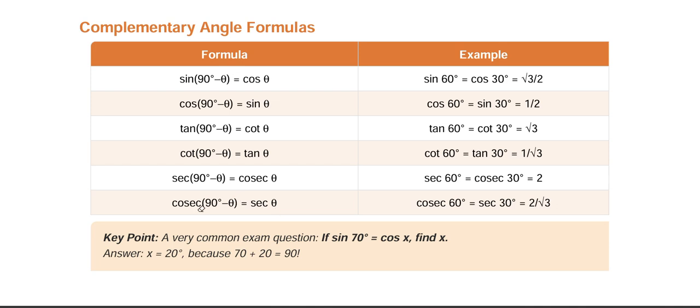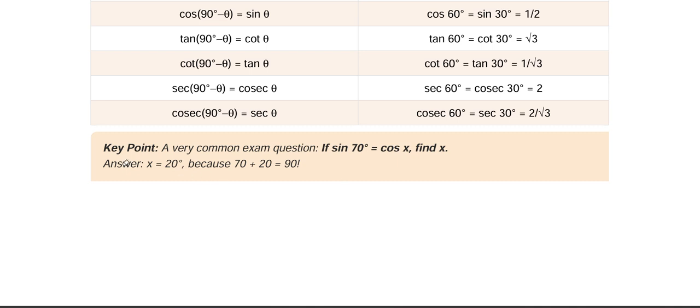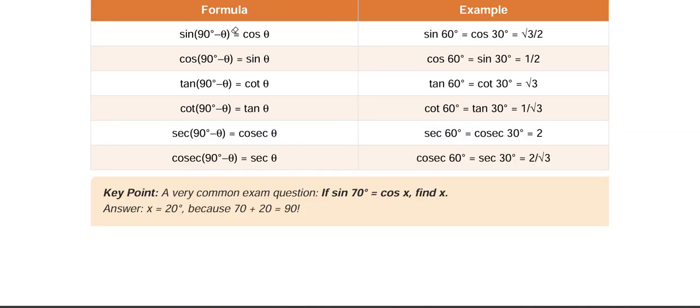Take a simple example. If sin 70 is equal to cos x, then find x. Answer, x is equal to 20 degree, because 70 plus 20 is equal to 90 degree. From this formula, we can calculate the angle easily. So these are all the important formulas to keep in mind always. These types of questions come very often in the exam, now you can solve them in seconds.